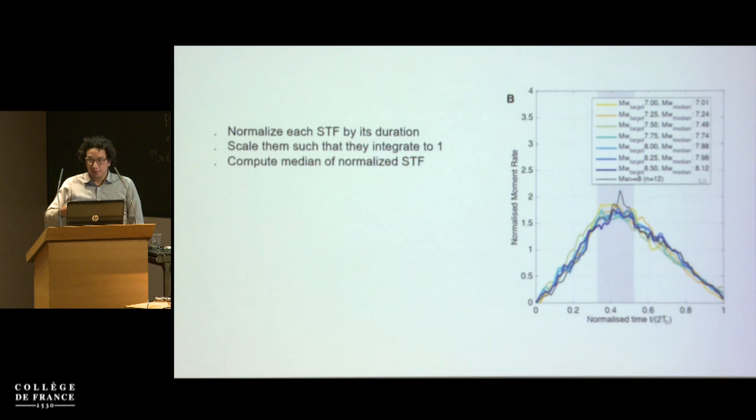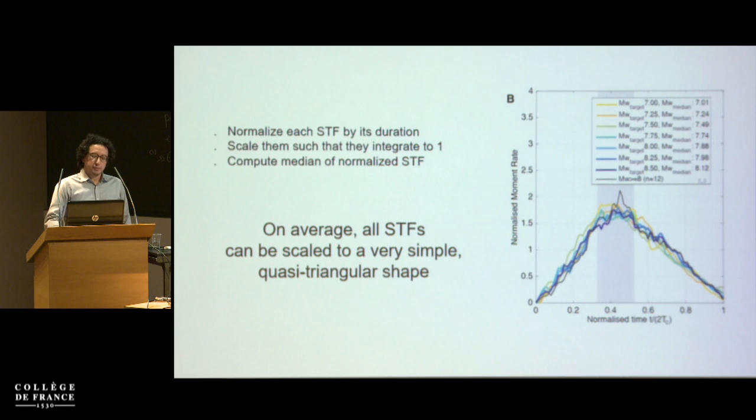What emerges there is a sort of universal shape to all these earthquakes. Of course, any distribution will have a median, but what's surprising here is that the median is independent of magnitude. They all have a common shape, and that shape is pretty simple. It's a triangle. Very symmetrical. So on average, source time functions for earthquakes larger than magnitude 7-ish scale to a very simple quasi-triangular shape.